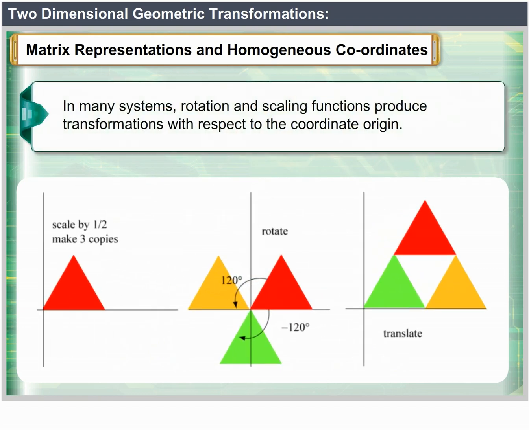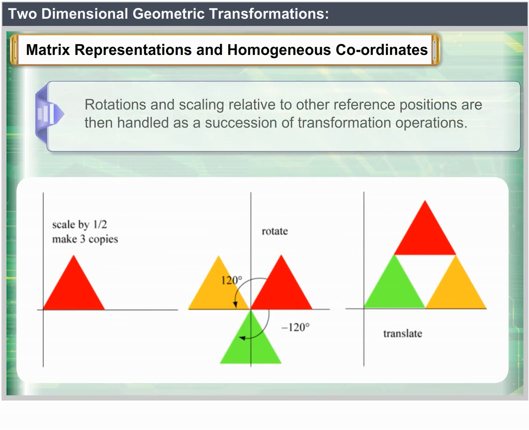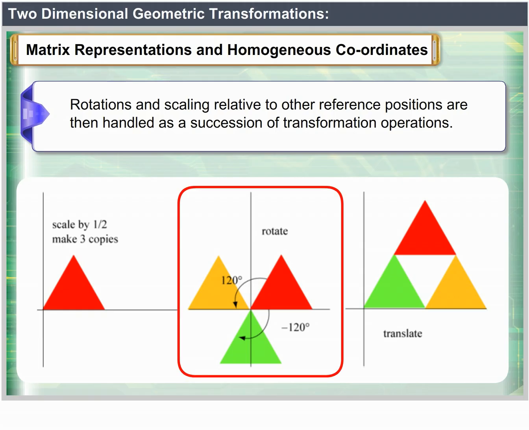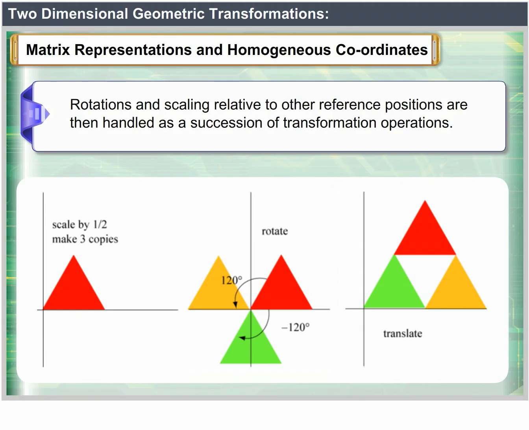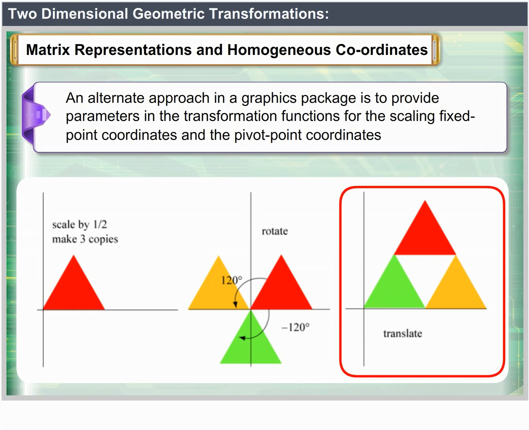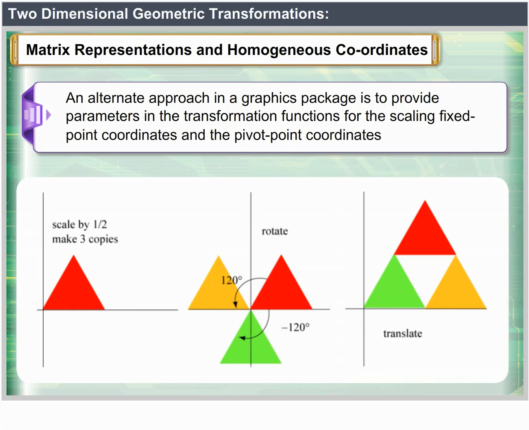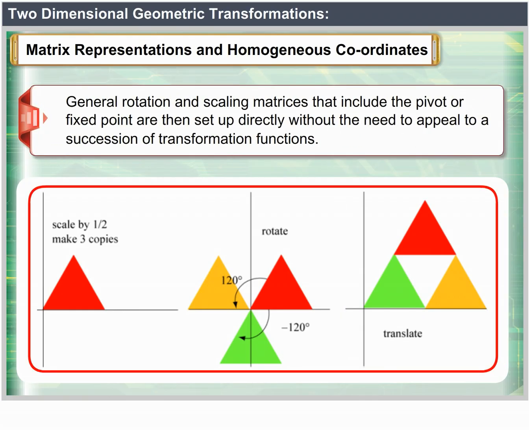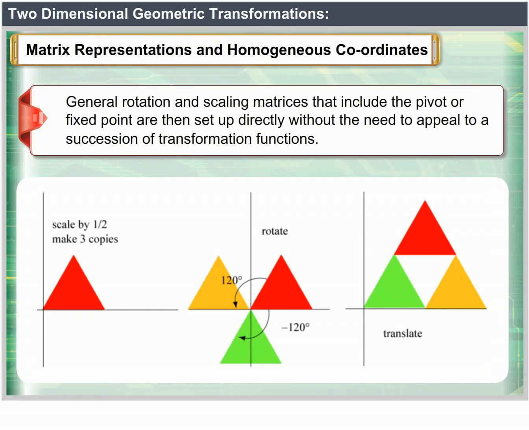In many systems, rotation and scaling functions produce transformations with respect to the coordinate origin. Rotations and scalings relative to other reference positions are then handled as a succession of transformation operations. An alternate approach in a graphics package is to provide parameters in the transformation functions for the scaling fixed point coordinates and the pivot point coordinates. General rotation and scaling matrices that include the pivot or fixed point are then set up directly without the need to invoke a succession of transformation functions.